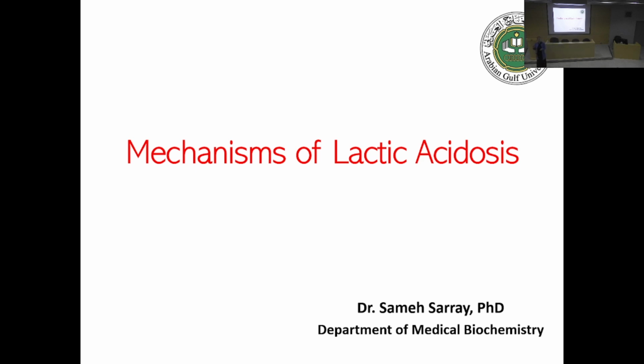Is there another way to have pyruvate? What else? Which amino acids? Alanine. You remember the enzyme transaminase, alanine aminotransferase? So this amino acid can also be converted into pyruvate, and then it can give us lactate. So lactate is produced by our body; we can say it is a physiological process.